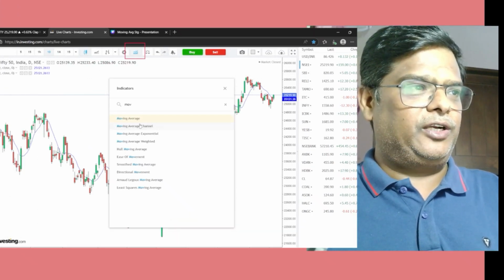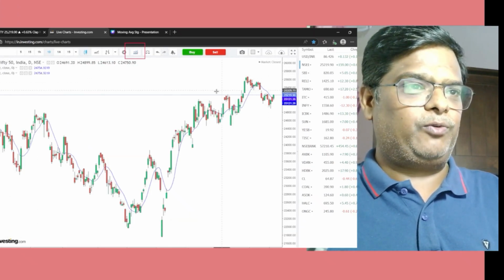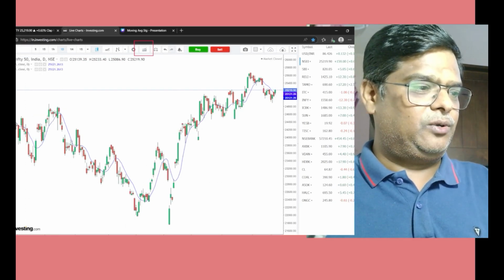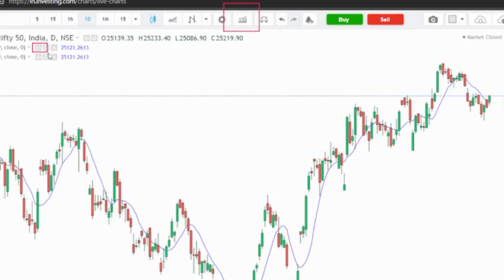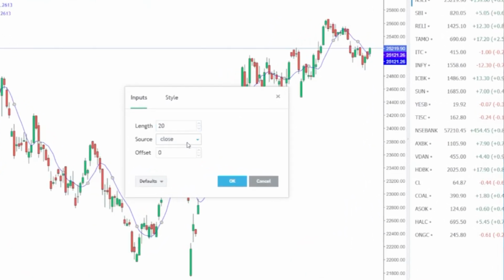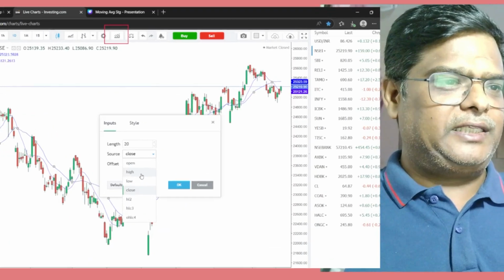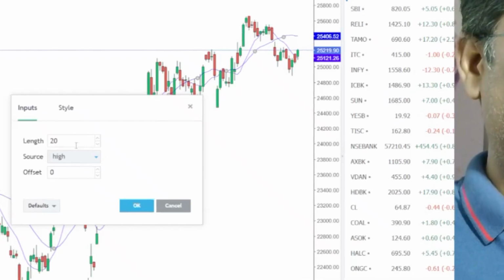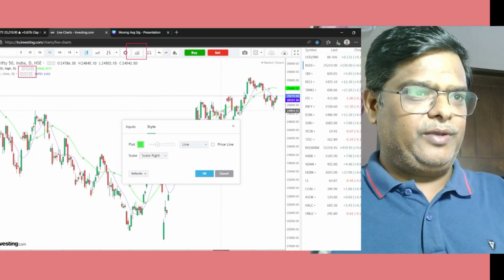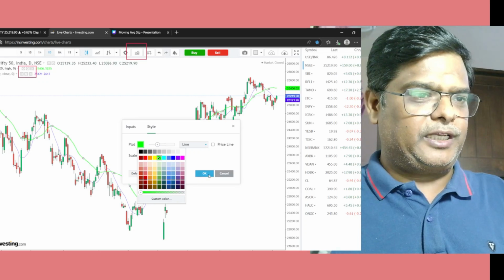I need two moving averages, one for 20 and one for 30, so I need to do some settings. Click on the settings. Once it opens, you need to change the length to 20. It is very easy, a one-time activity. I will make it 20 and High. For the style, I am choosing the green color, expanding the width, and clicking OK.